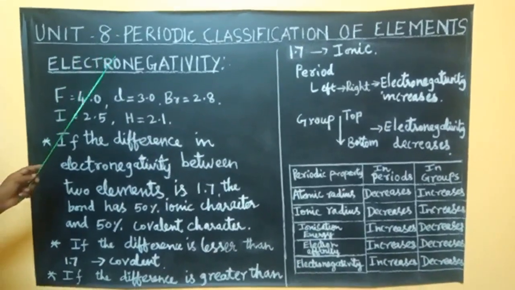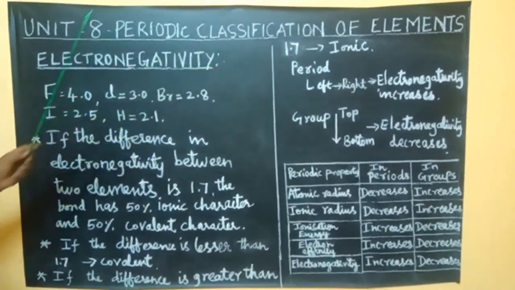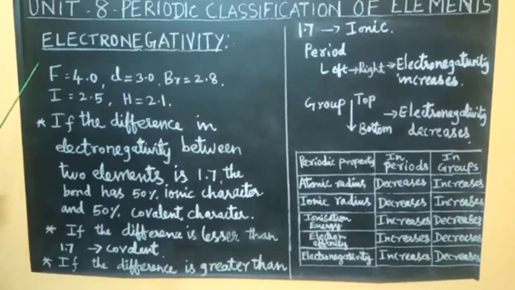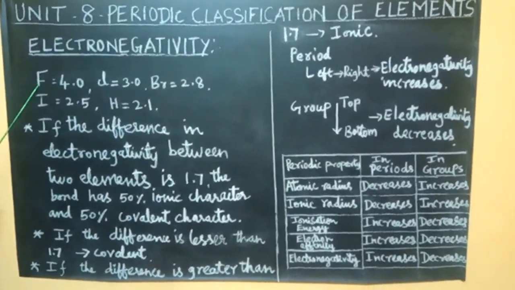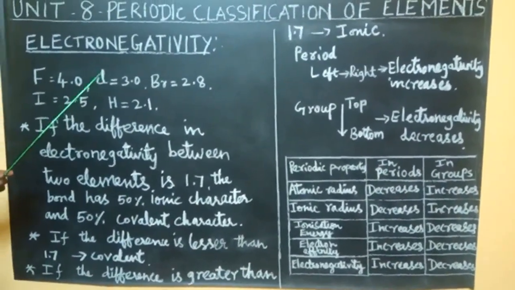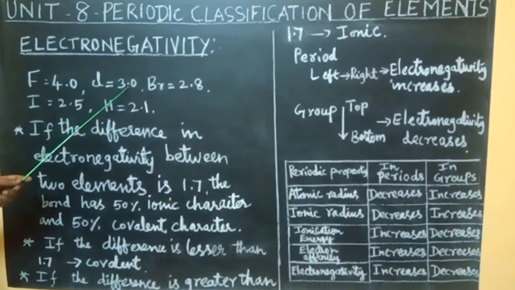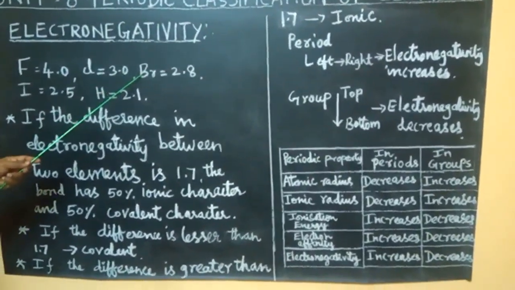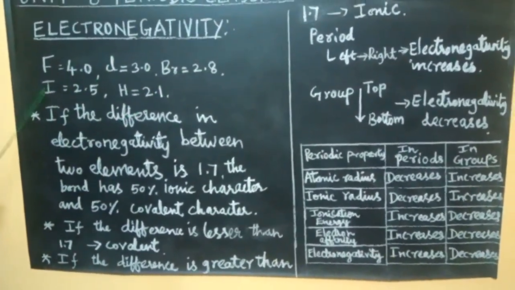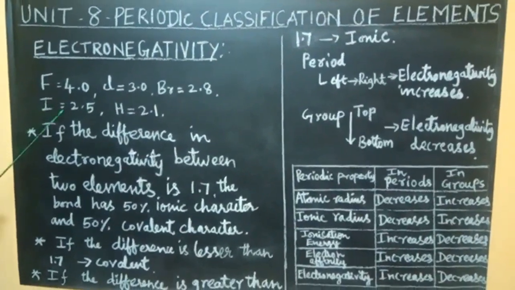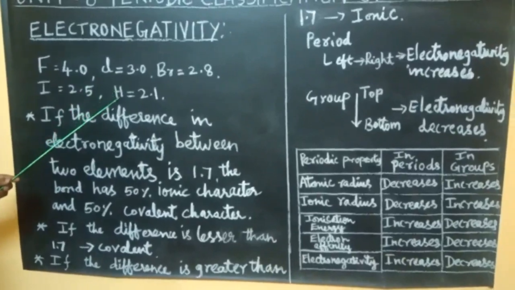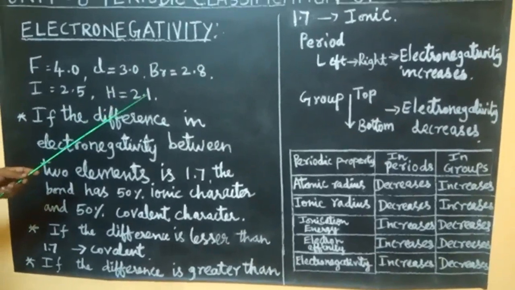Today we will see the electronegativity continuation. Electronegativity of some of the elements. First one is fluorine, symbol F. It is equal to 4.0. Second one is chlorine, symbol Cl. It is equal to 3.0. Third one is bromine, symbol Br. It is equal to 2.8. Fourth one is iodine, symbol I. It is equal to 2.5. And the last one is hydrogen, symbol H. It is equal to 2.1.